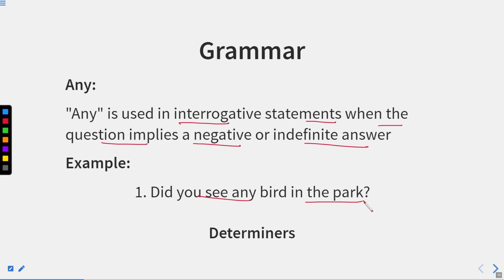Did you see any bird? Maybe possible we just went to see the birds, or any situation it can be. So I'm just saying, did you see any bird in the park? Though I know the answer that it will be no, or I'm expecting the answer to be no. So here we can use any.